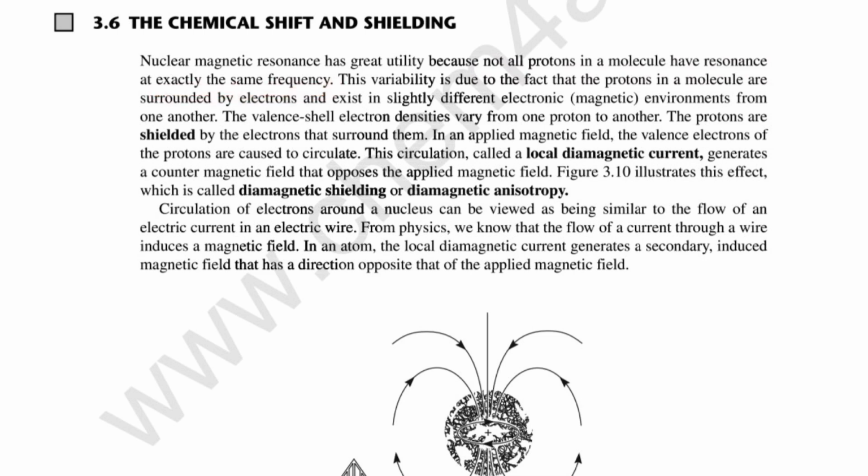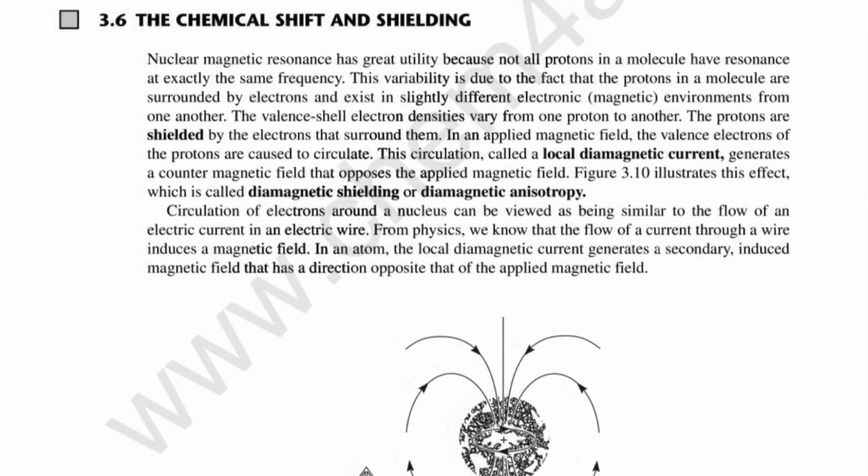So generally we say that at 60 megahertz all will flip, but there is a slight difference, and not all the protons will flip in the same way. So the next question is, why are all the protons not flipped although we have maintained the gyromagnetic ratio? This variability is due to the fact that protons in a molecule are surrounded by electrons and exist in slightly different electronic or magnetic environments from one another, and the valence shell electron densities vary from one proton to another.